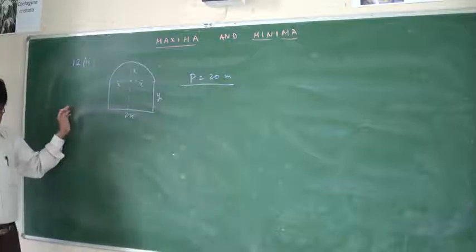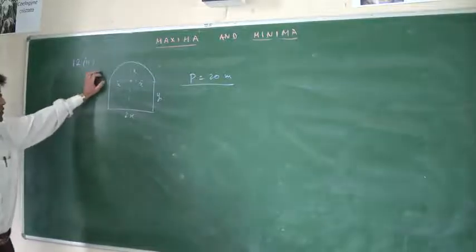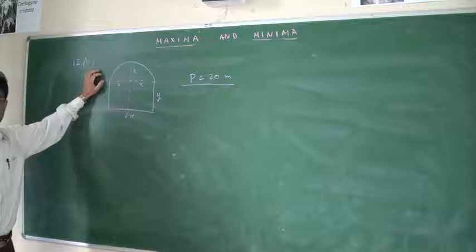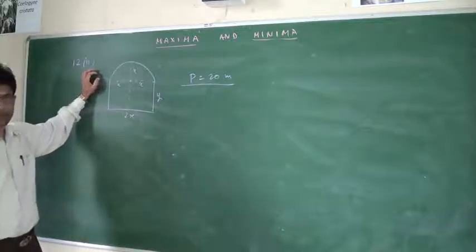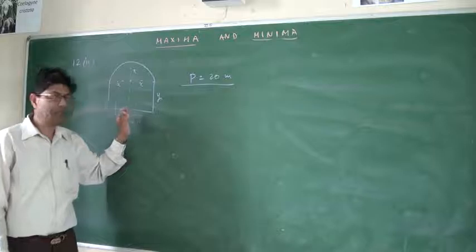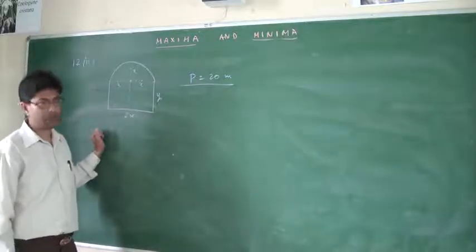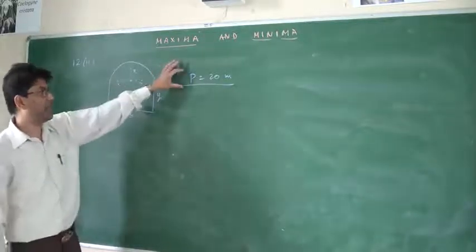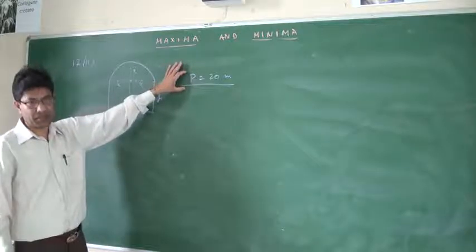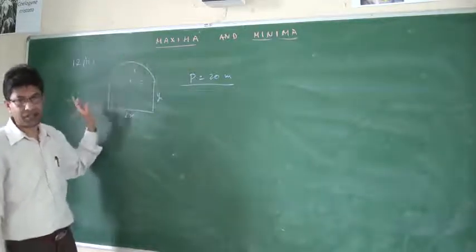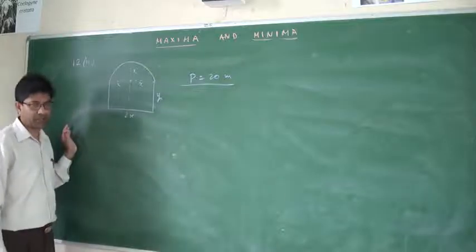In this case, you have to first form the function whose maximum or minimum value you have to find out. In the previous case the function was given. Now in this case you have to form the function and then determine the values. The condition is given, perimeter is 20 meters. This is rectangle, this is semicircle. Area you have to find out first of all.